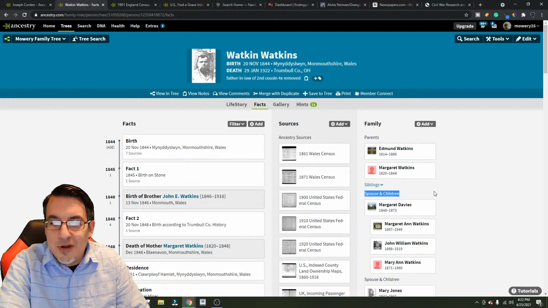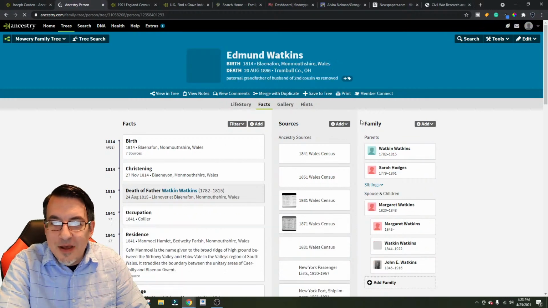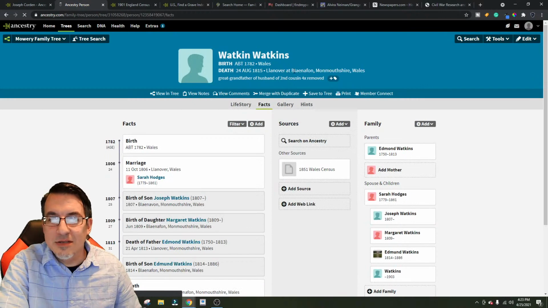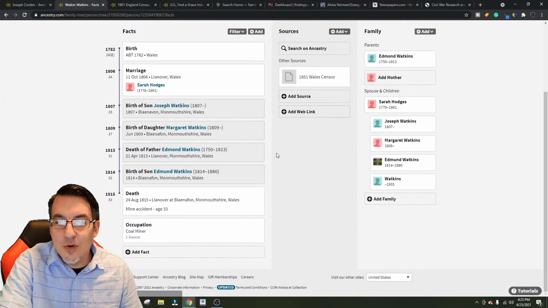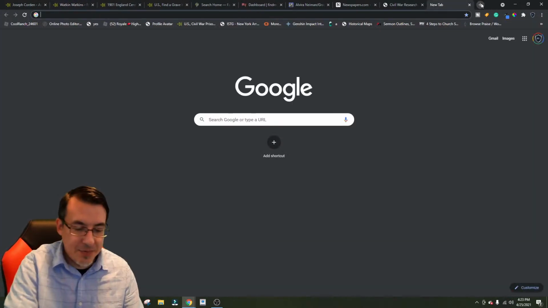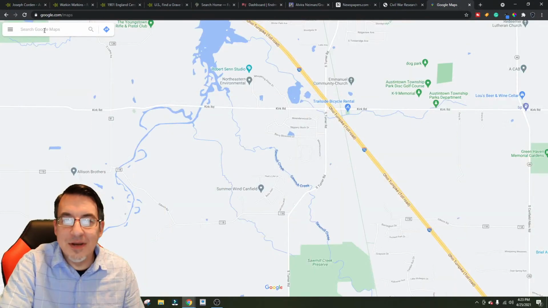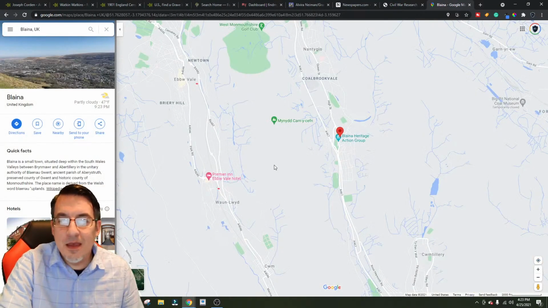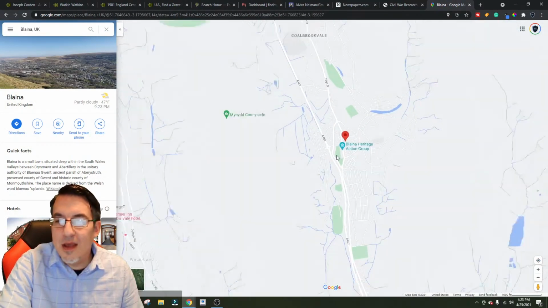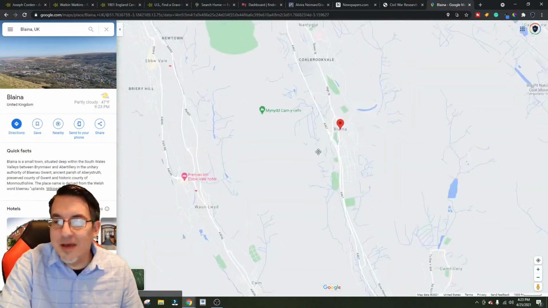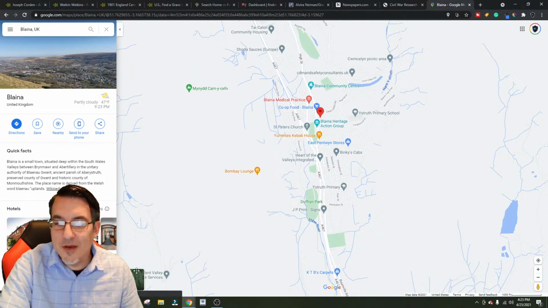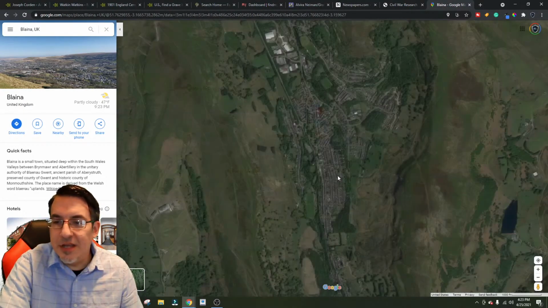So here's what's cool about this. The Watkins family, okay? So they go back to a place where they actually lived for a time. Let me show you on the map. Because this is one of the coolest things I've ever found in my research. Her Watkins family, my wife's family, came from this place called Blaena in Wales, right here. Okay? So there you have that.